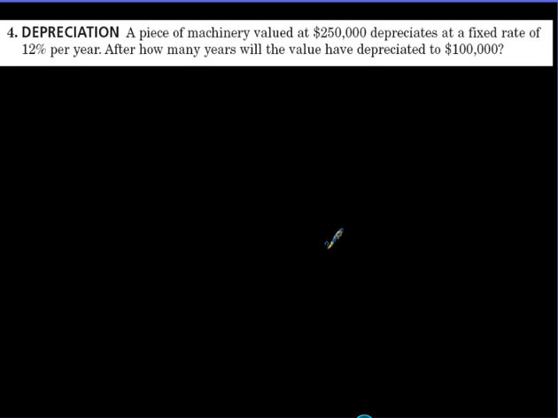Question number 4, depreciation. A piece of machinery valued at $250,000 depreciates at a fixed rate of 12% per year. After how many years will the value have depreciated to $100,000?